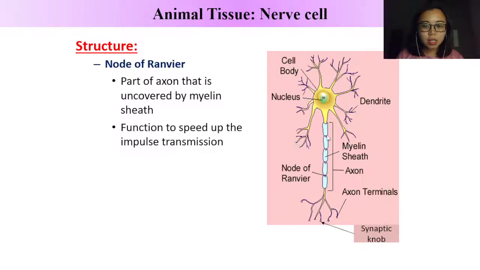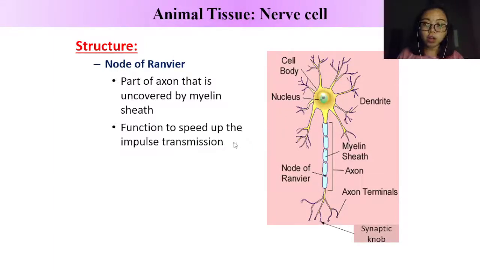So you can see here the myelin sheath is not continuous. It will leave gaps in between them. Okay, kamu ada nampak ada ruang kosong antara myelin sheath pertama, kedua, antara kedua dan ketiga, antara ketiga, keempat, keempat, kelima. This is the part of the axon that is not covered by myelin sheath.